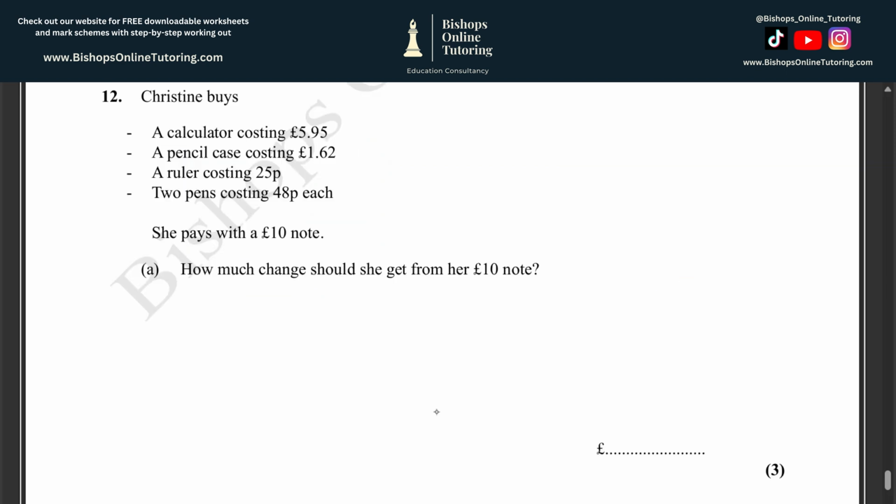Christine buys a calculator costing £5.95, a pencil case costing £1.62, a ruler costing 25p, and then 2 pens costing 48p each. Everything here is singular except for the 2 pens, so let's just quickly go ahead and work out 48 times 2, which is going to be 96p. She pays with a £10 note. How much change should she get from a £10 note?